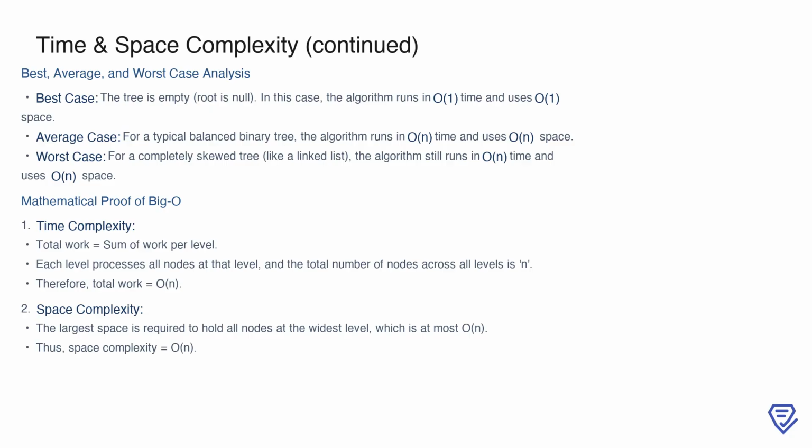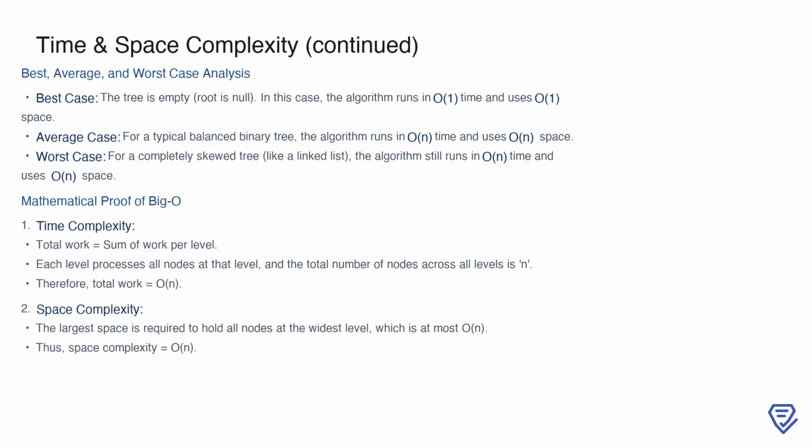Mathematically, the time complexity can be understood by summing the work done at each level. Since the total number of nodes across all levels is n, the total work is O(n). Similarly, the largest space requirement corresponds to the widest level of the tree, which, in the worst case, is also O(n).